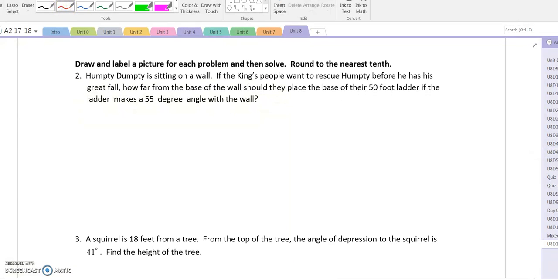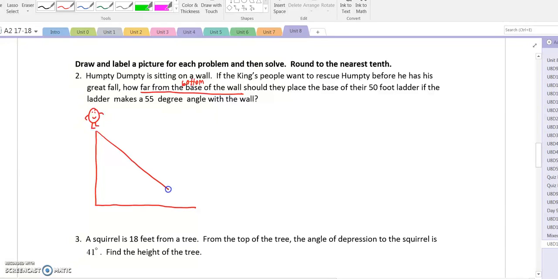Number 2, Humpty Dumpty is sitting on a wall. So first sentence, and I can already get a little bit of a picture going. Here's like the side of the wall, and here's Humpty Dumpty sitting on it. Or standing, I guess, but you get the point. If the king's people want to rescue Humpty before he has a great fall, how far from the base of the wall? Base, remember, means bottom. So how far from the bottom? So I'm going to draw a side from the bottom. Should they place the base of their 50-foot ladder?